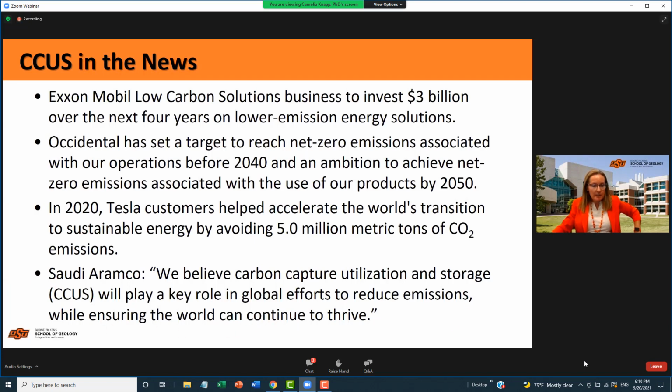Saudi Aramco, that's from their homepage. They believe that CCUS will play a key role in global efforts to reduce emissions, while ensuring the world can continue to thrive. And I think that's the take-home message, because the world needs to thrive. And we all need to find solutions for that. And when I say all, we come from the academic field, but we definitely work in the industry. That's where the solutions really are and will be developed.